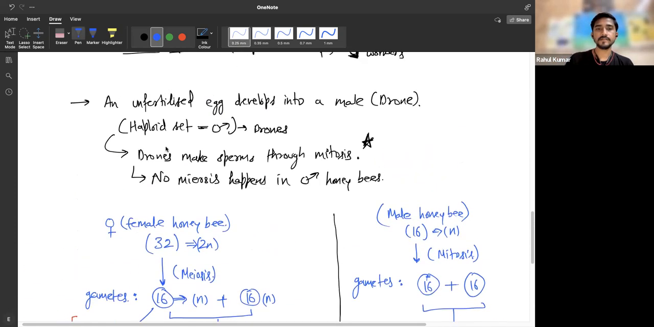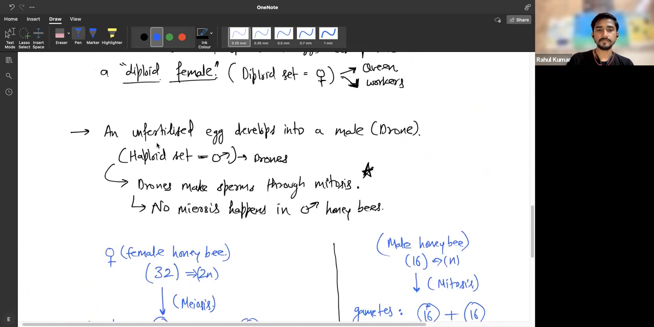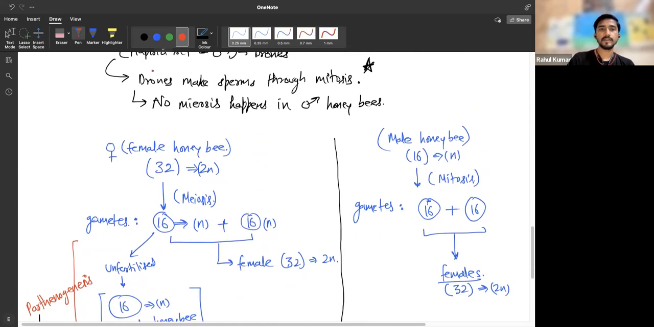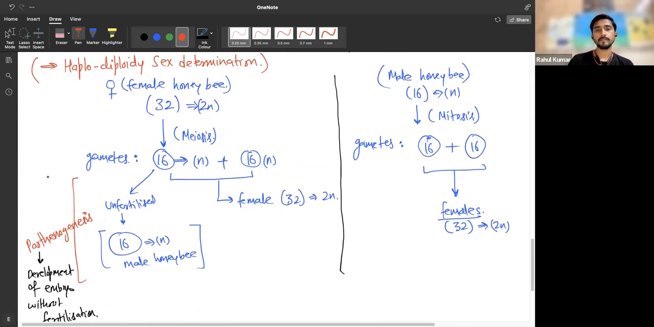And this kind of sex determination system in honeybees, I'm writing it, is known as haplodiploidy sex determination. Okay, everyone? Haplodiploidy sex determination.